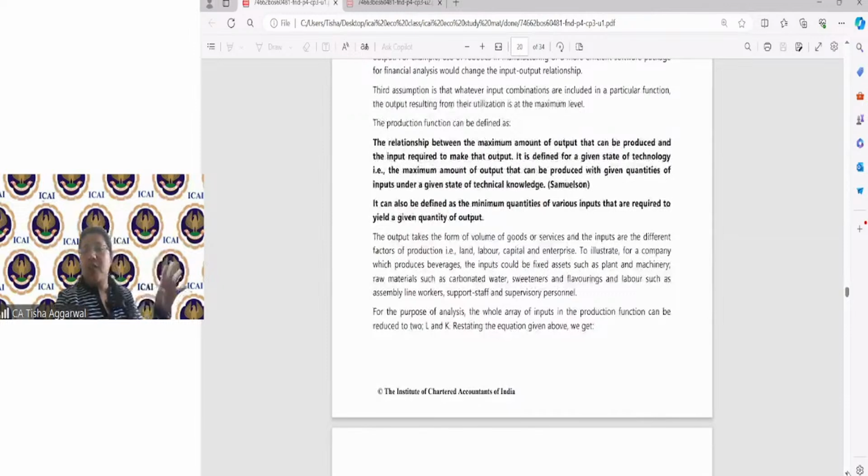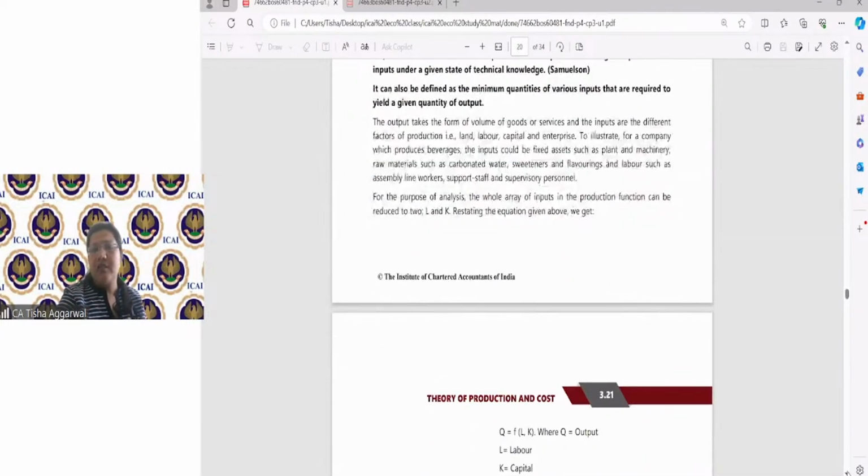So the production function is basically a relationship between what output can be produced utilizing the inputs that you have, given the state of technology. Whatever the technology is, you keep it constant, and the rest of the inputs you put all together. What output you yield is what is known as the functional relationship.